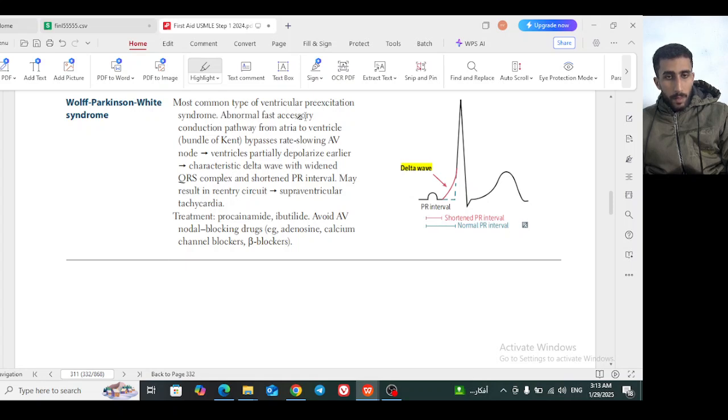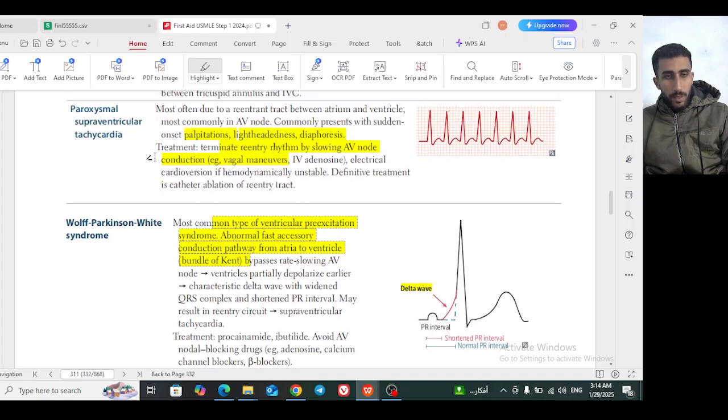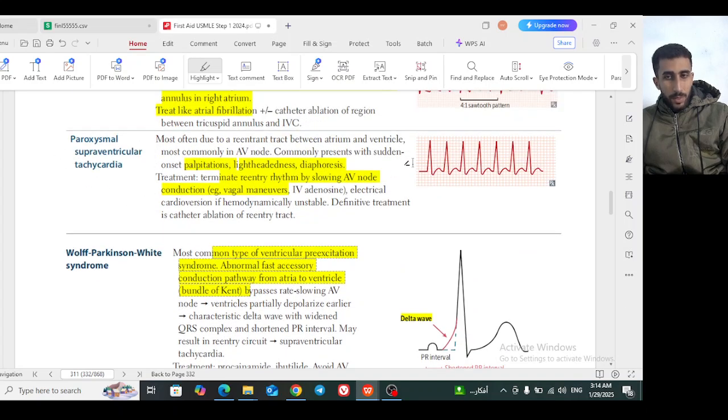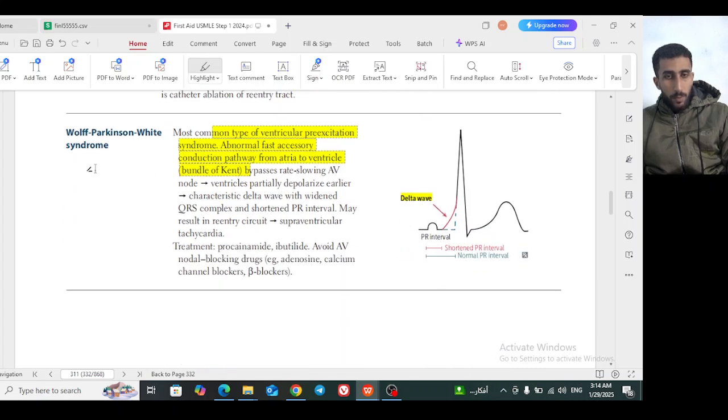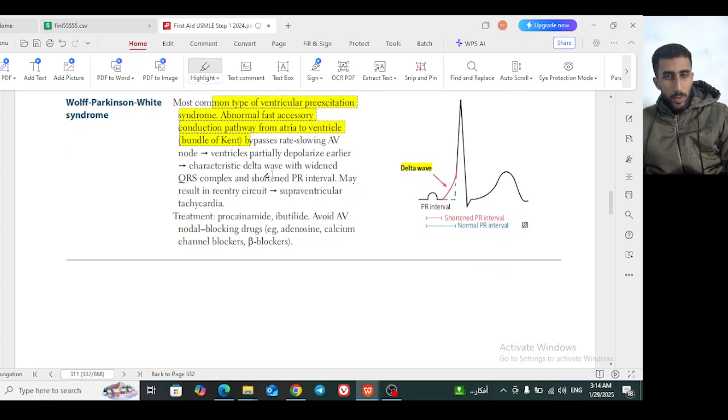So this is the most common type of ventricular pre-excitation syndrome. The pathophysiology is an abnormal fast accessory pathway from the atria to the ventricle through something called the bundle of Kent. For supraventricular tachycardia, the problem lies within the AV node, so there is a re-entry circuit within the AV node. But here it's unlike this. There is another fast accessory pathway coming from the side of the heart, called the bundle of Kent, along with the normal pathway through the AV node. So you have two parallel pathways.